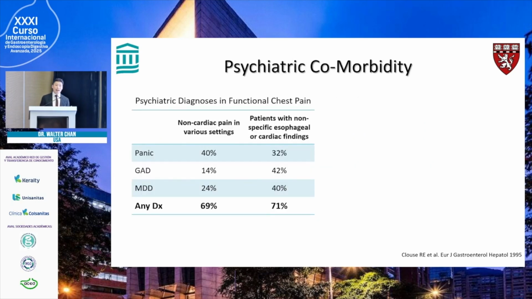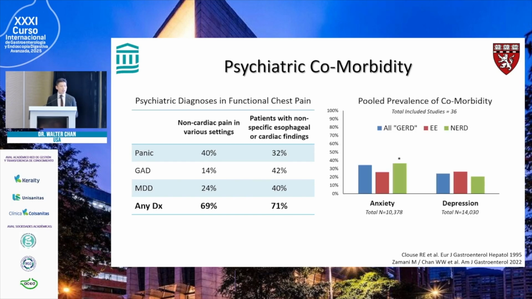There are also psychiatric comorbidities that we mentioned. This is a study looking at patients with non-cardiac chest pain with or without cardiac or esophageal findings. And what you can see here is that a significant proportion of these patients with non-cardiac chest pain have some type of underlying psychiatric diagnosis. This is another study, actually a meta-analysis that we published last year, looking at a lot of studies of patients and their underlying psychiatric diagnoses.